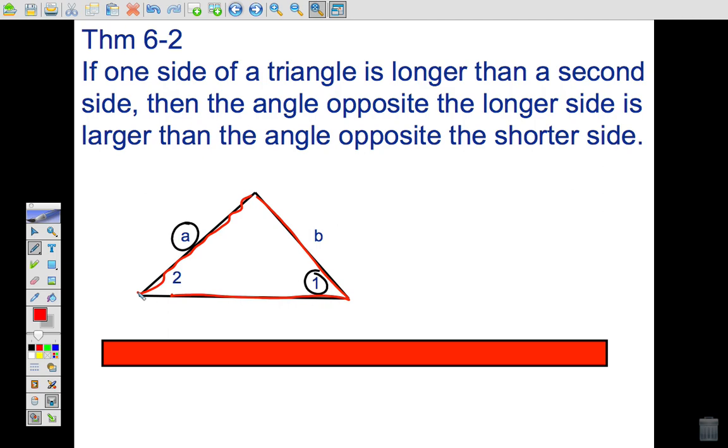So, you can summarize this theorem by saying that the larger angle is opposite the longer side. And vice versa, the smaller angle, which would be angle 2, is opposite the shorter side, which is side B. Read it over a few times and we'll go through an example of that.